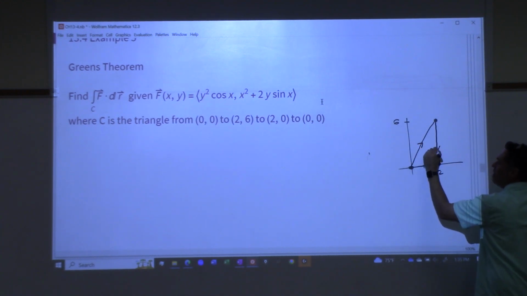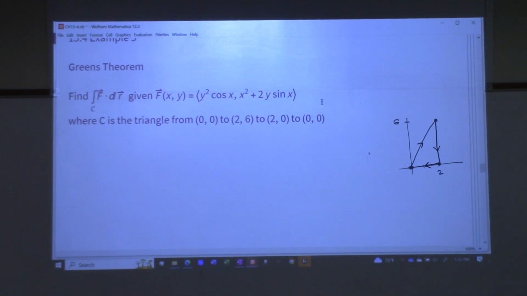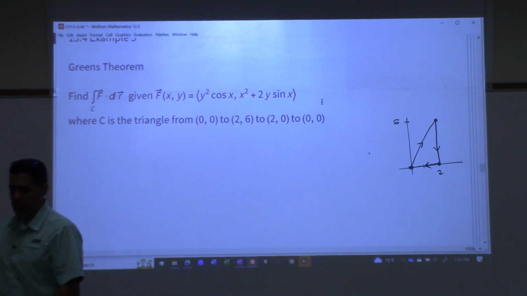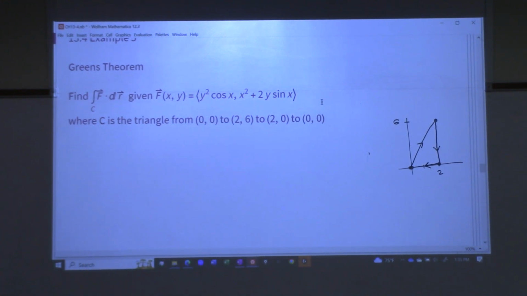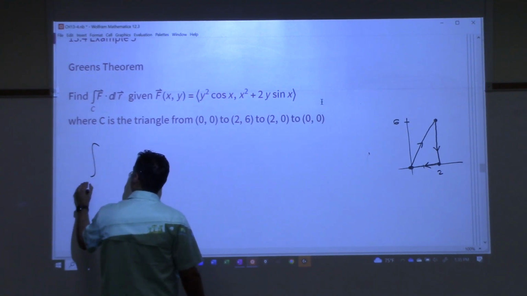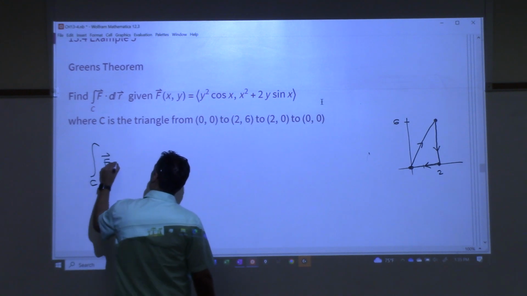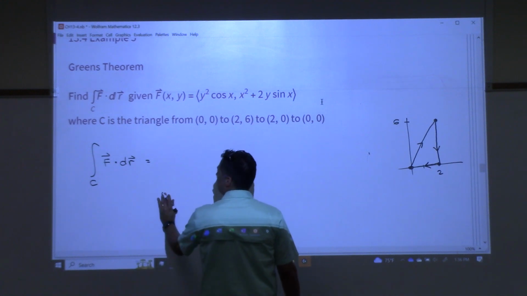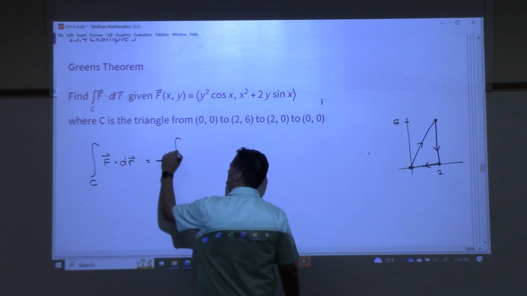That means my orientation of my path is what? Clockwise, which is negative orientation, right? So what happens when we reverse the direction? Our answer is just going to change signs. We just need to basically do a negative in front of this, right? So this should be equal to the negative, see if you follow this.